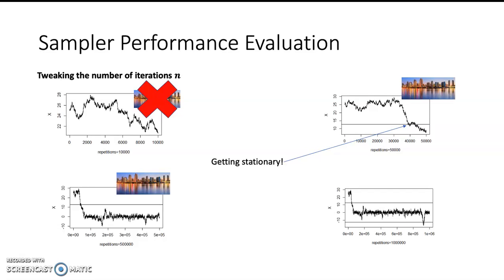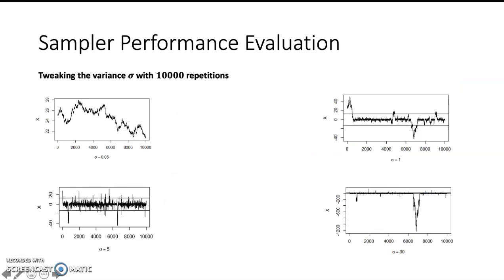And also for the third one, if we repeat it more and more, we can see that the pattern of the Markov chain gets more and more stationary, and if we complete doing it for a million times, it becomes completely stationary. So back to the slides: tweaking the variance with 10,000 repetitions, but this time we're checking whether the Markov chains are efficient enough or not.